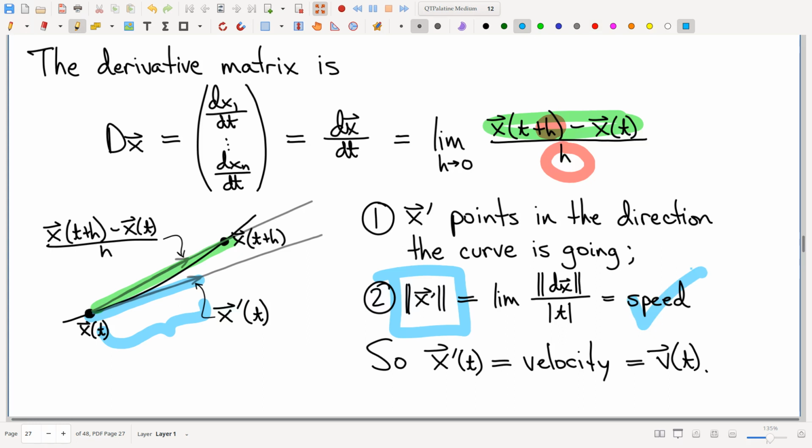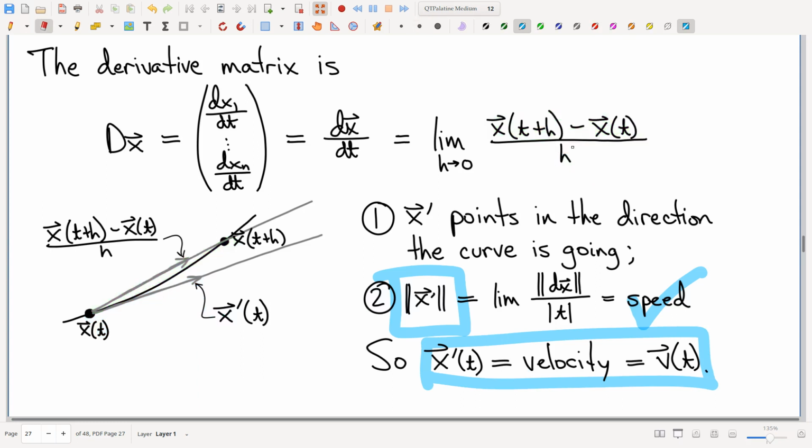Okay. So here's the great news. We already have a word for this. The vector that points in the direction you're going and whose magnitude is the speed, lucky break, that is literally the definition of velocity. So this is our big conclusion then about the derivative of a parameterization. The derivative of a parameterization is the velocity of the parametric curve.